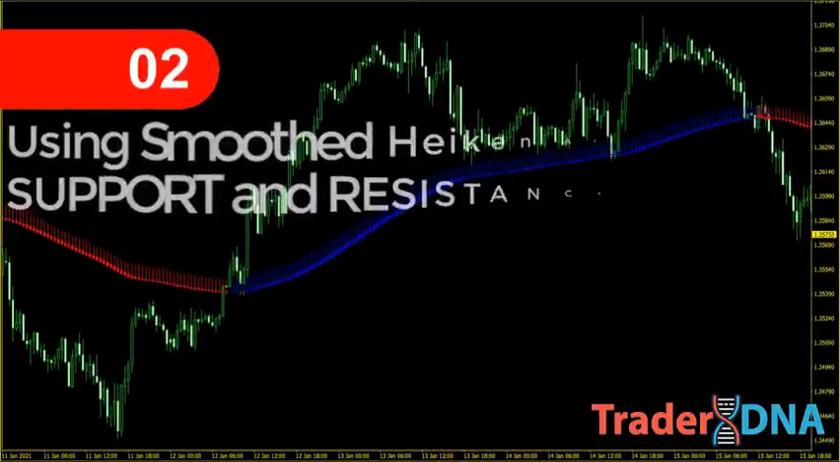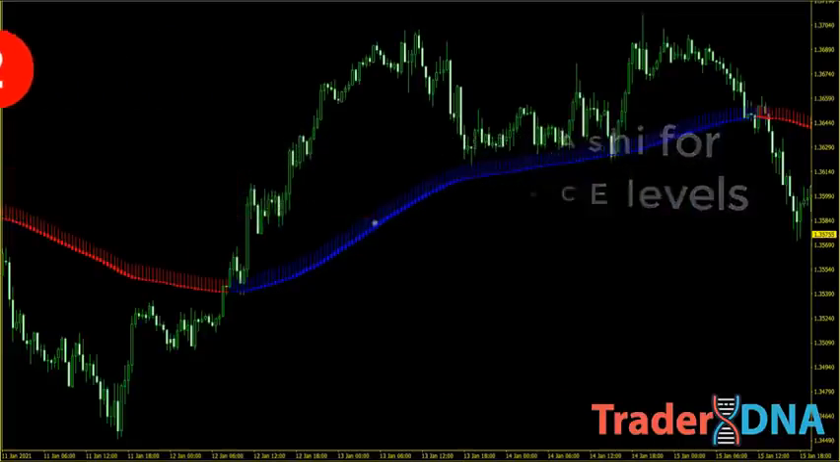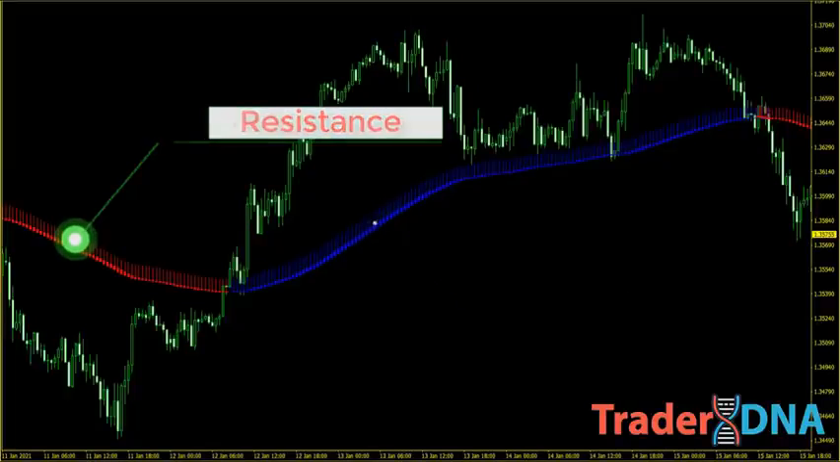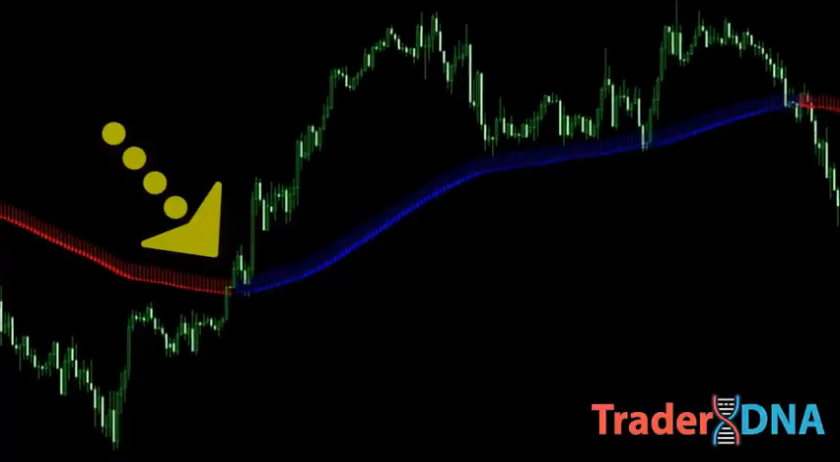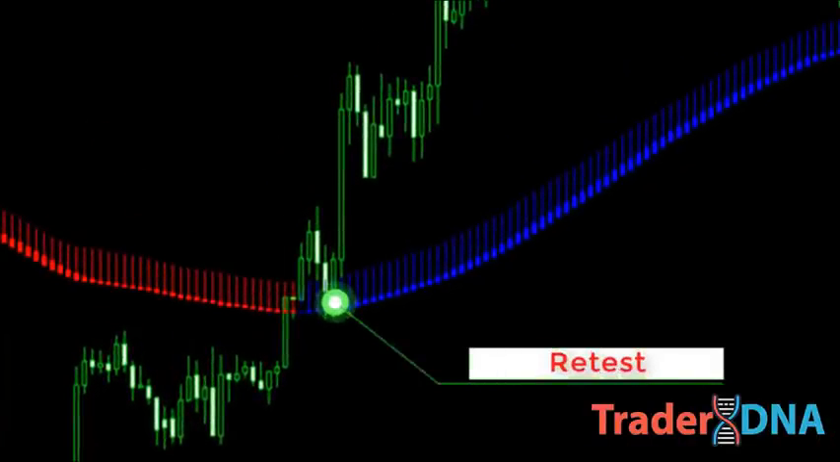Second, using smooth Heiken Ashi for support and resistance levels. In this chart you can see several examples of how the smooth Heiken Ashi can be used as powerful levels of support or resistance. After the resistance level, or red smooth Heiken Ashi, has been broken, the price continues to go higher, you could enter a long position after the market on a retest of the blue smooth Heiken Ashi.